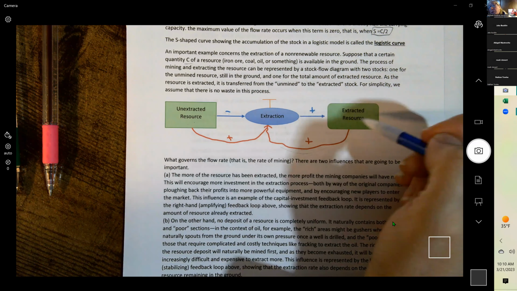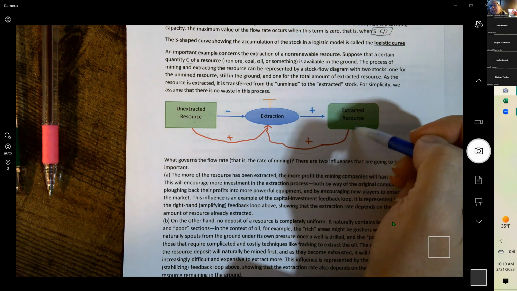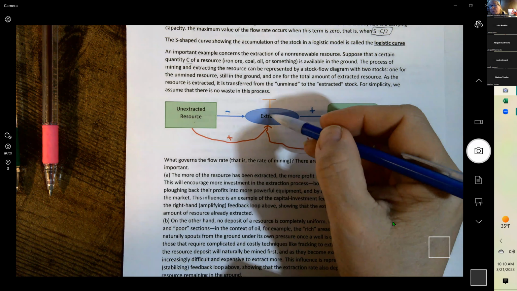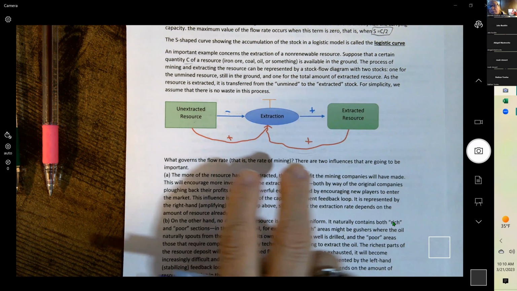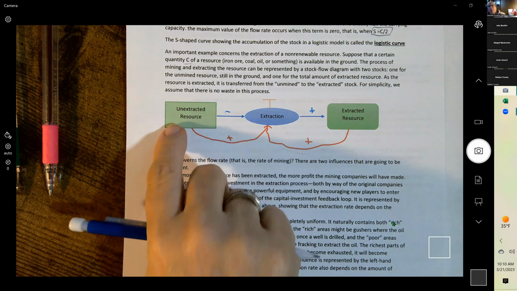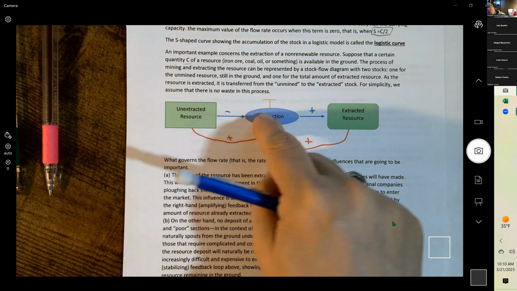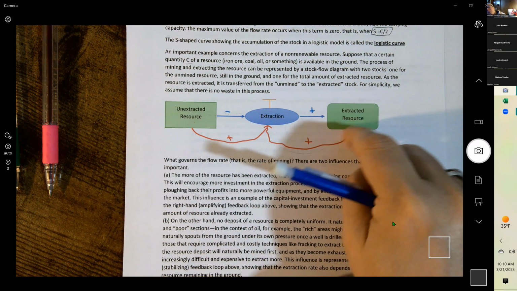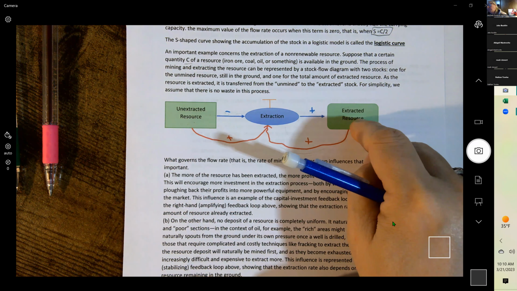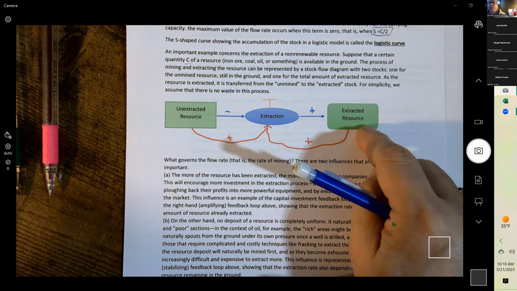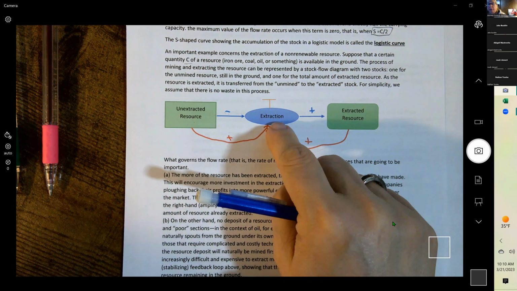And the more we extract, the more money we get, which then causes more extraction. So that's why both of these are positive. If the resource underground increases, then they're going to extract more. If we extract more, then we have more money to extract even more.